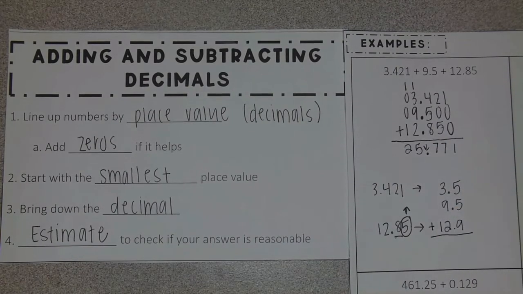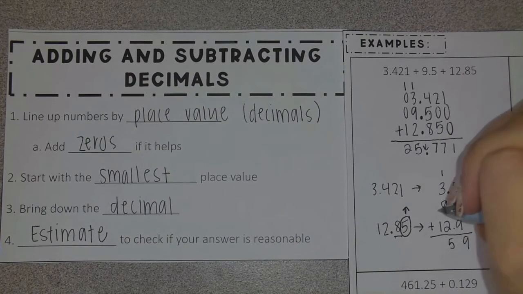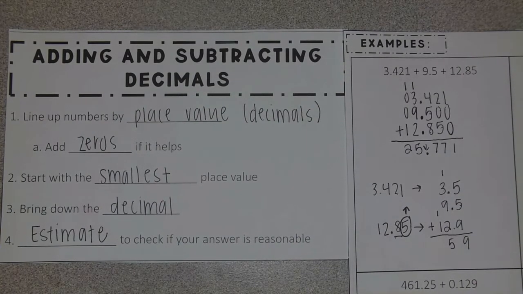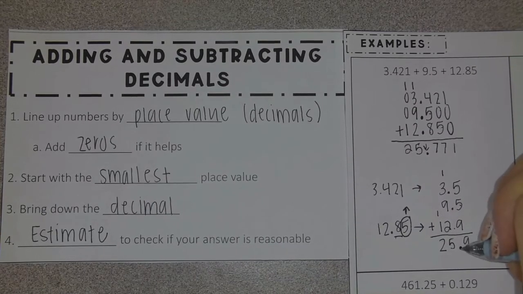So now if I add these all together, I have 5 plus 5, which gives me 10, plus 9 more, which gives me 19. So write the 9, carry the 1. I have 9, that's a 1 plus 3, which gives me 4, plus 9, which gives me 13, plus 2 more, which gives me 15. So write the 5, carry the 1, and then 1 plus 1, which gives me 2. Then again, last step is to bring down that decimal.